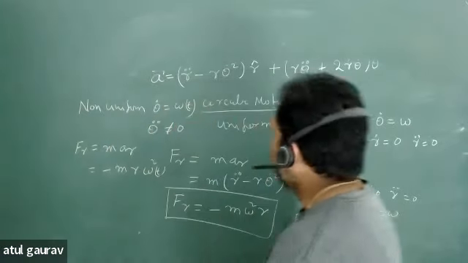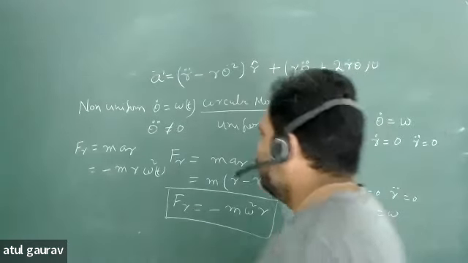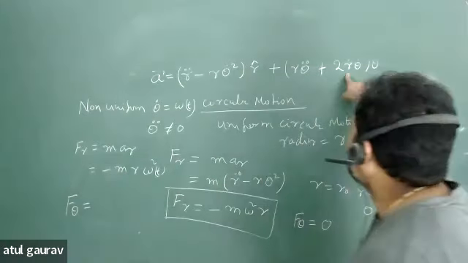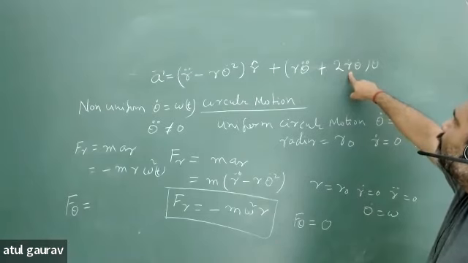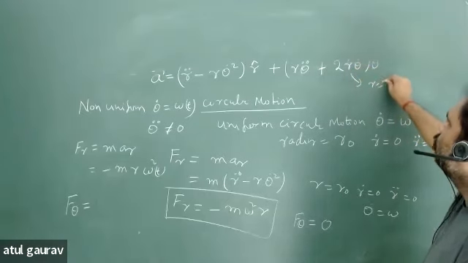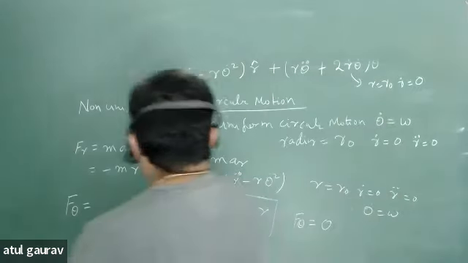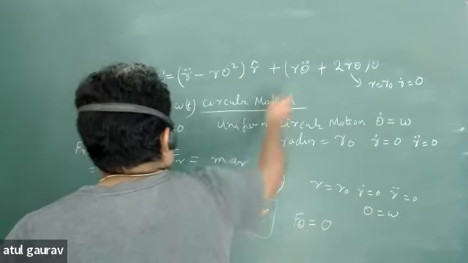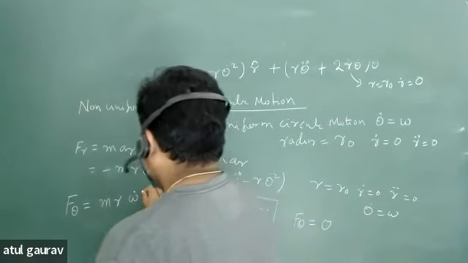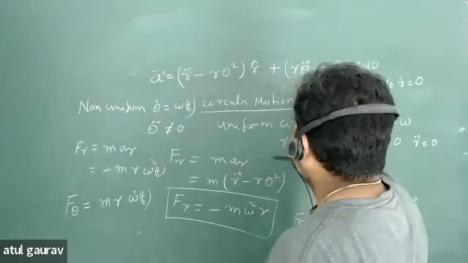And in this case, is F theta also 0? No, sir. In this case, F theta is not going to 0. This term is going to 0, because R dot is 0, because R is equal to R naught. So your F theta is equal to M R theta double dot, which you can write as omega dot. It may be a function of time. Is this clear?